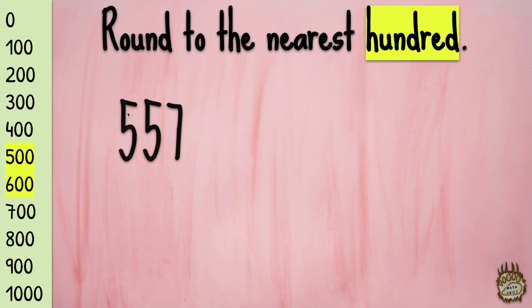Let's round the number 557 to the nearest hundred. Here we have hundreds. We need to think, what hundreds does 557 fall between? We know that it falls between 500 and 600. Let's make a number line.